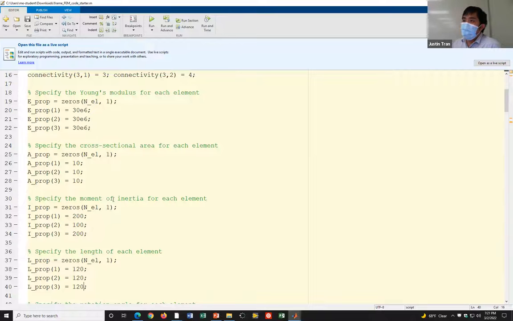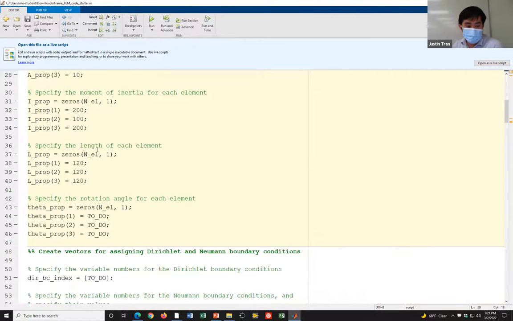All right, was everyone able to fill in all the properties? Pretty straightforward, right? Remember, one thing you can do in MATLAB is use the E notation. If you have something like 30 times 10 to the 6, you can just say 30E6, and that saves you a lot of typing.